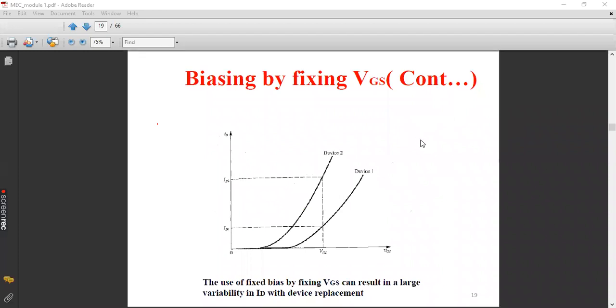Now, what could be the reason for that? I hope you have taken down this graph. Can I move to the next slide? Yes or no?